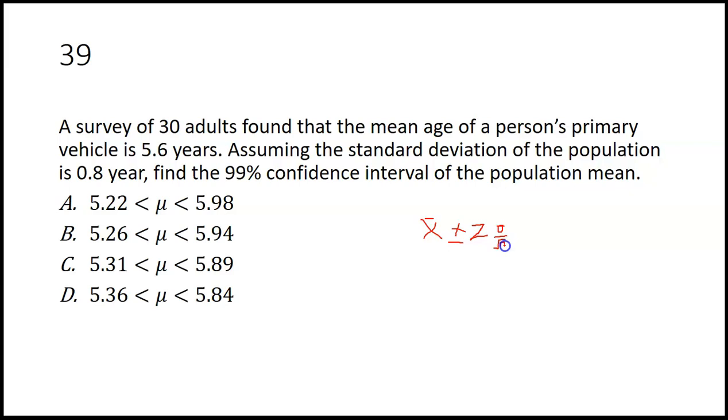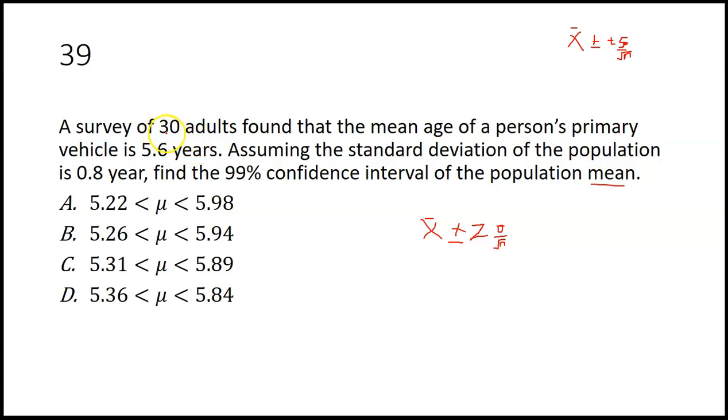Okay, if you are finding confidence interval for mean, it has two formulas. The first formula is x bar plus or minus z times standard deviation over root n. The second formula is x bar plus or minus t times standard deviation over root n. In t, we write the standard deviation as small s, okay, over root n. Now, how do you know if you are using this formula or this formula? You have to check the question.